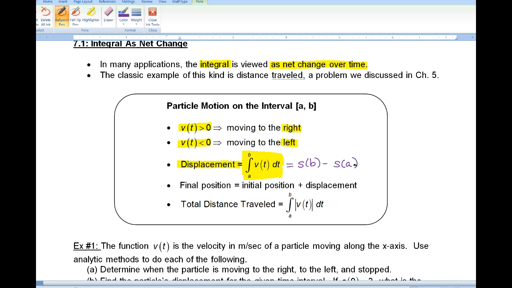Usually s or x is the position function that we use. Final position is going to be the initial position plus displacement. So it's basically where we start plus how much we've traveled. Remember, if we go backwards, that counts as a negative, forward positive. Total distance is the integral of the absolute value of velocity. It's kind of like if you start from home and go to school and then go back home, your displacement would be 0. However, the total distance traveled would be double the distance from home to school.